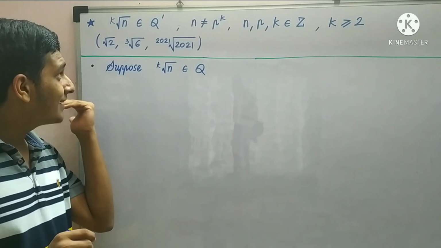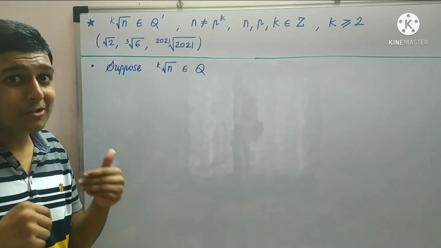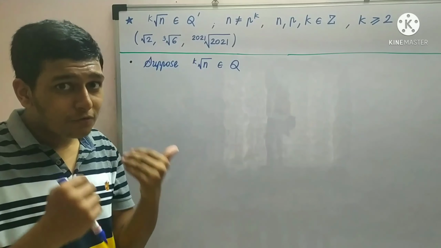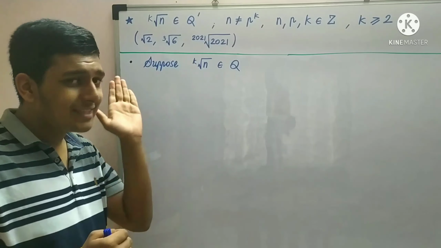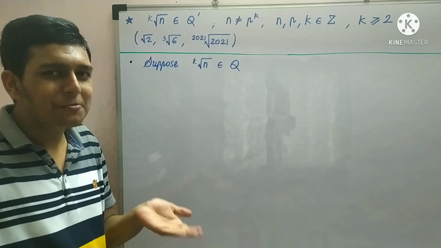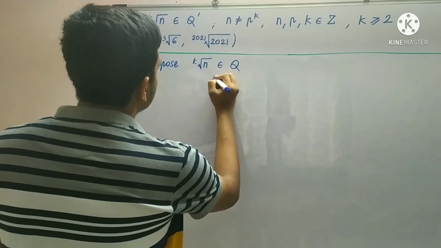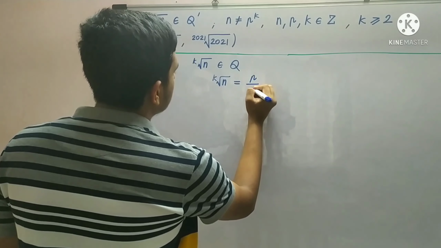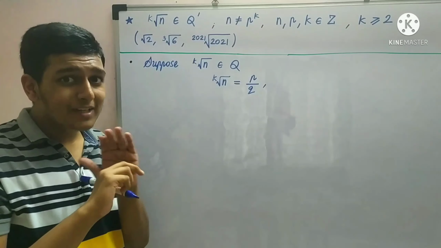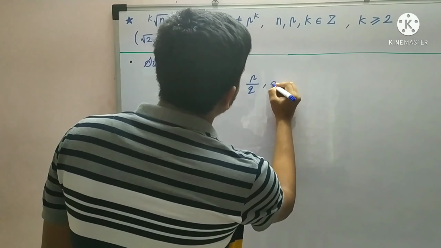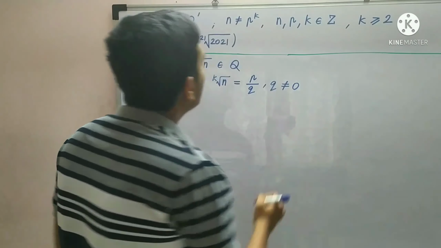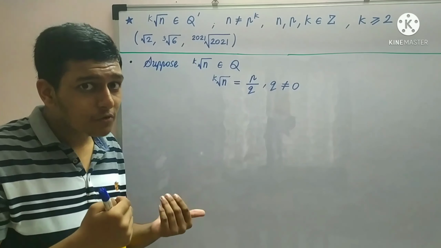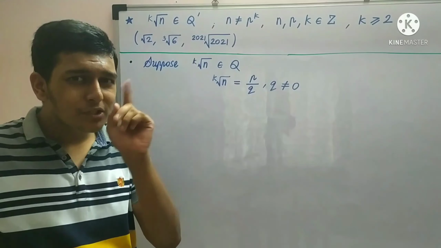So suppose that the kth root of n belongs to the set of rationals for some value of n and k. Then, by definition of rational numbers, we can express it in the form p by q for some integers p and q. Q, as we all know, is a non-zero integer. Note that the fraction p by q is irreducible. It is in its simplest form. So the HCF of p and q is 1.